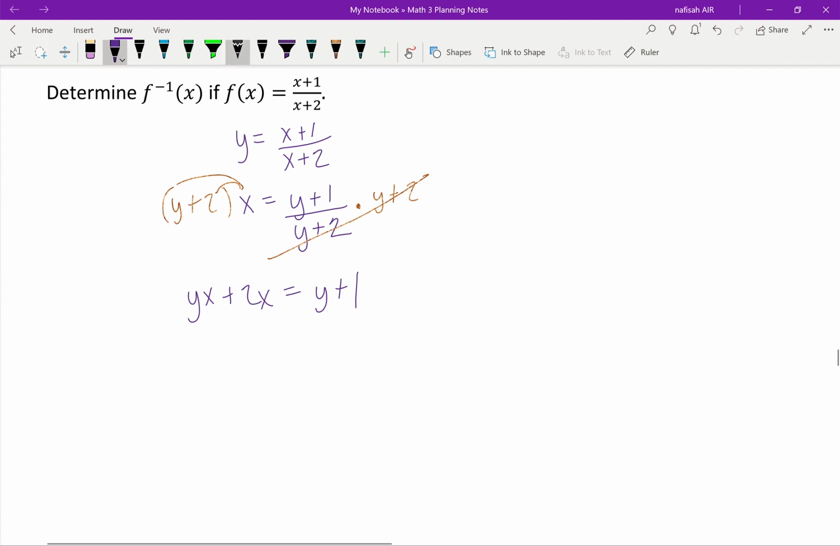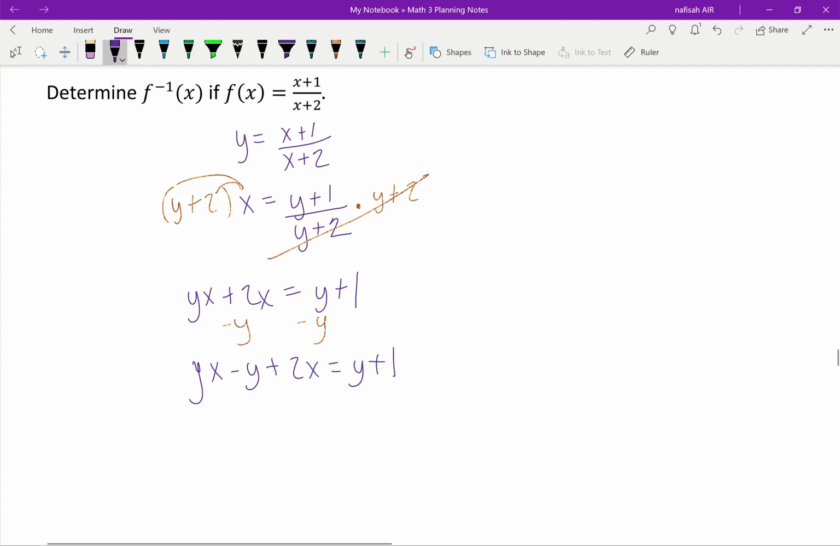This step, you'll need to put all of your y's on one side. I prefer to put them to my left. It doesn't matter. And you'll need everything else on the other side of your equal sign. So I'm going to minus y from both sides. I'm going to minus y from both sides.